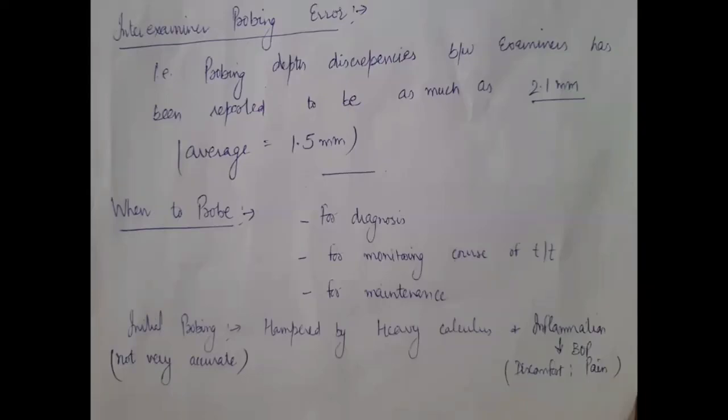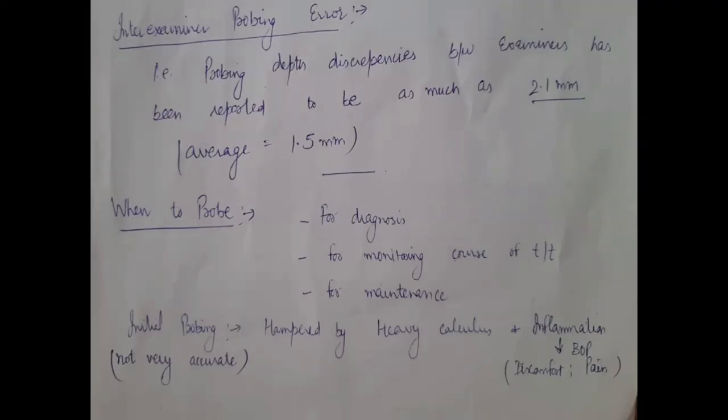Now, inter-examiner probing error. There are probing depth discrepancies between examiners which are reported to be as much as 2.1 millimeter. That is, an average of 1.5 mm inter-examiner error is noted. Why is this important? This is important for research purposes. This is important when the patient comes on repeated visits and the examiners who take the probing pocket depth are different. Then you have to take into account this much inter-examiner probing error.